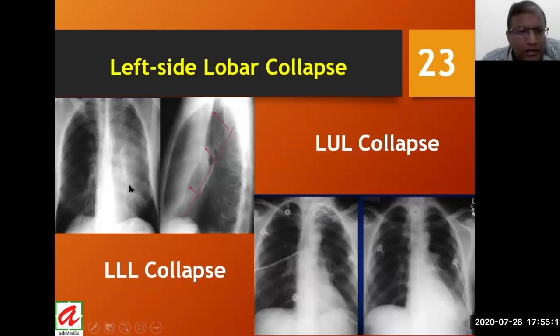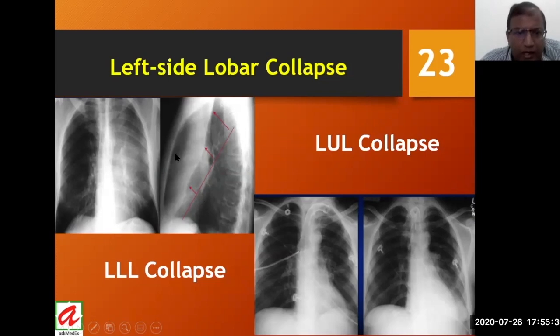Another case where there is homogeneous opacification of the left lung in the middle and the lower zones. We see that there is ipsilateral mediastinal shift, so we know that there is some collapse, but we are not able to interpret whether it is upper lobe or the lower lobe involvement.